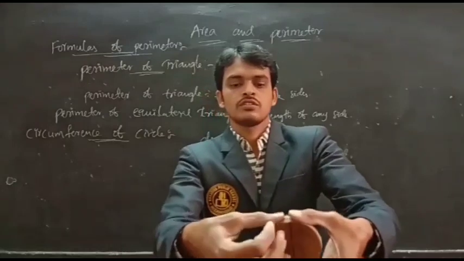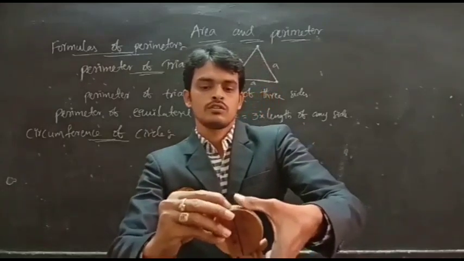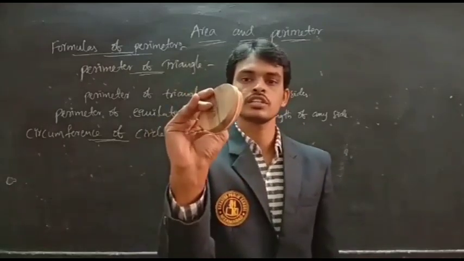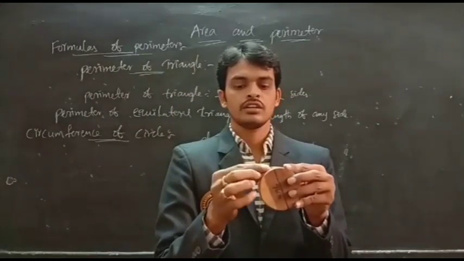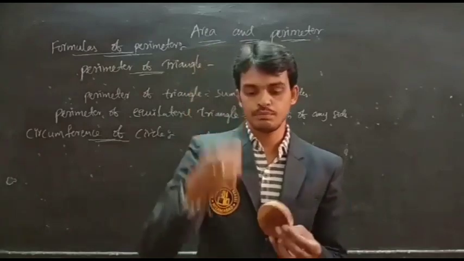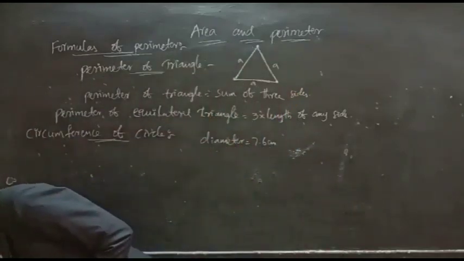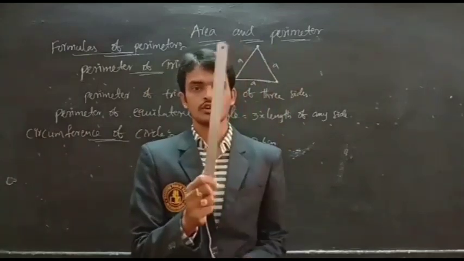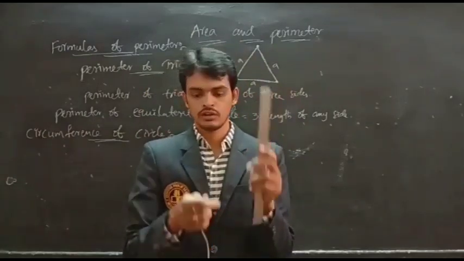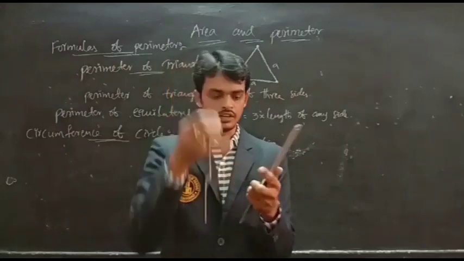Like this, we have to measure the circumference of a circle. And this rope, this thread, we should measure using a ruler. Using a ruler, we have to measure this thread.